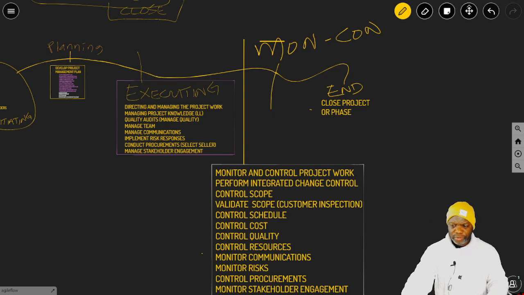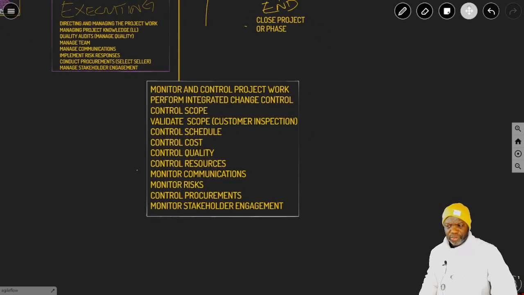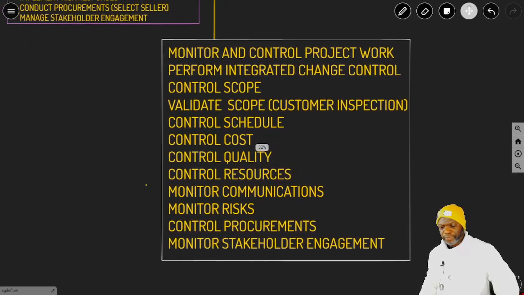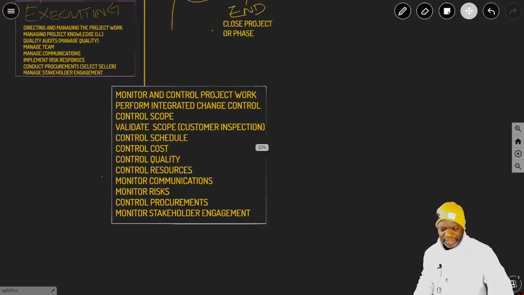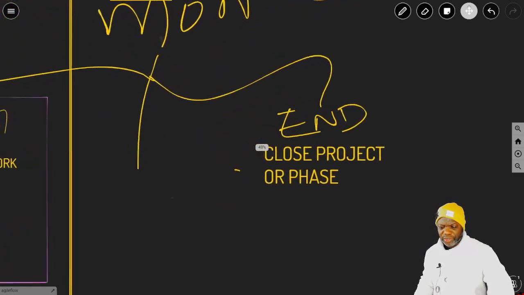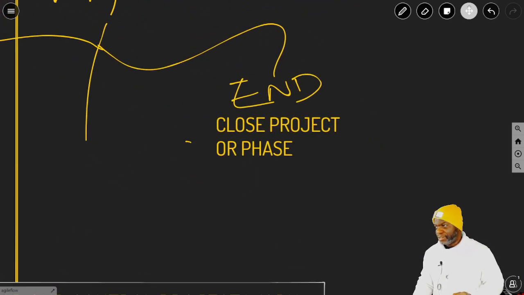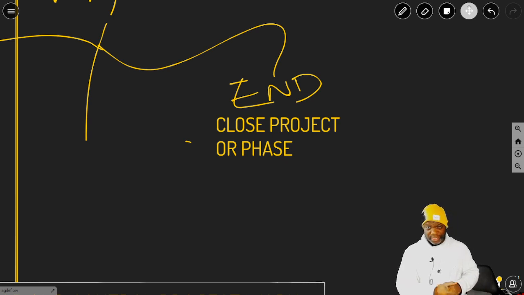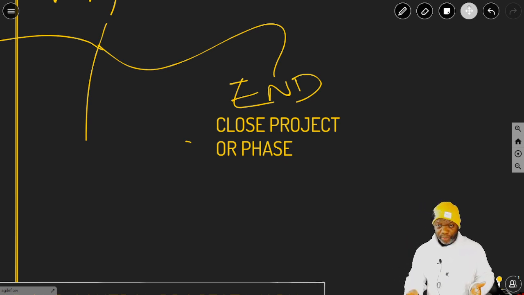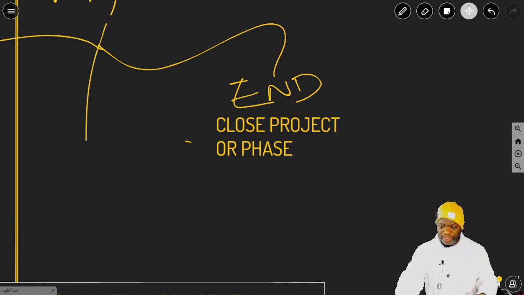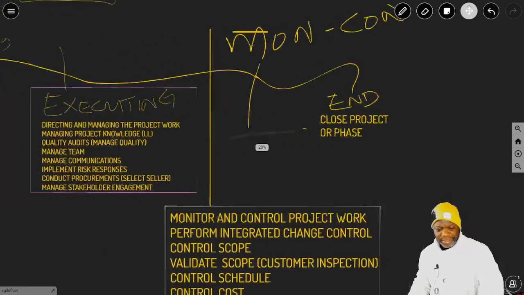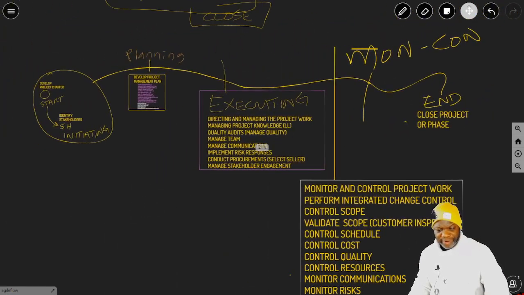Okay, where you are doing all of these things. You're doing the overall monitoring and controlling of the project work. You're performing integrated change control. You're doing all this stuff. Validating scope, controlling schedule, the whole 9 yards. And at the end, when all is said and done, you've reached the destination, there's an output of a final report. There's a final transition of the deliverable to the customer. And that is the flow, my friends.